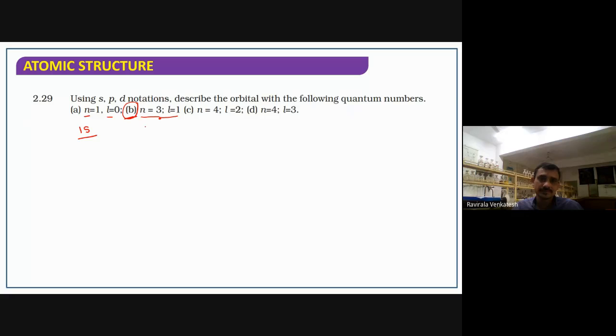Sir, I don't know. N is equal to 3. What is L value? Tell me now. L is equal to 1 means which orbital it is? But L is equal to 1, which orbital it is? Akriti. So orbital will be 3p orbital only. Why you are not answering this one? Very simple thing.